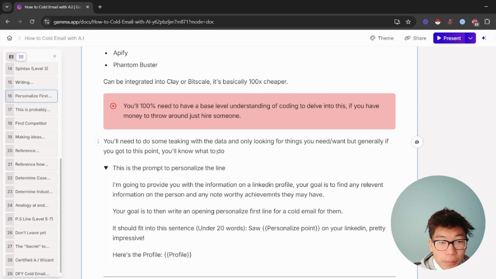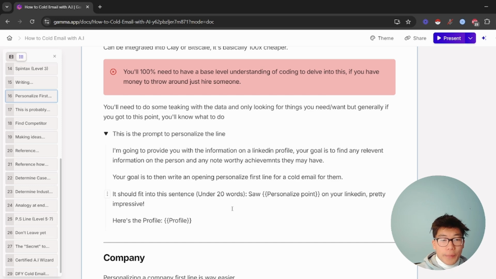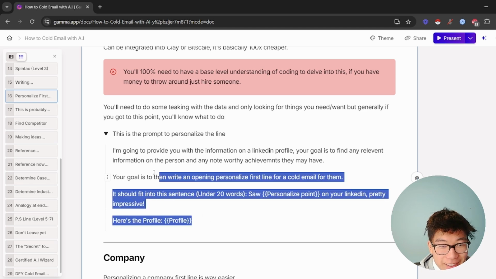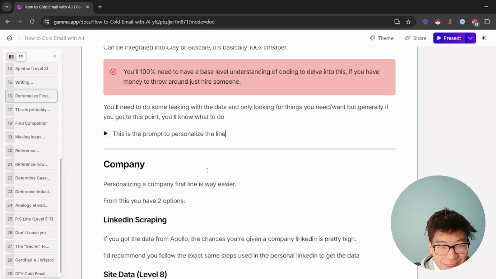So this is the prompt to personalize the line. "I'm going to provide you with the information on a LinkedIn profile. Your goal is to find any relevant information on the person and any noteworthy achievements they may have. Your goal is to then write an opening personalized first line for a cold email for them. It should fit into this sentence under 20 words: Saw a personalized point on your LinkedIn, pretty impressive. Here's their profile." It's not difficult. This is just a prompt.